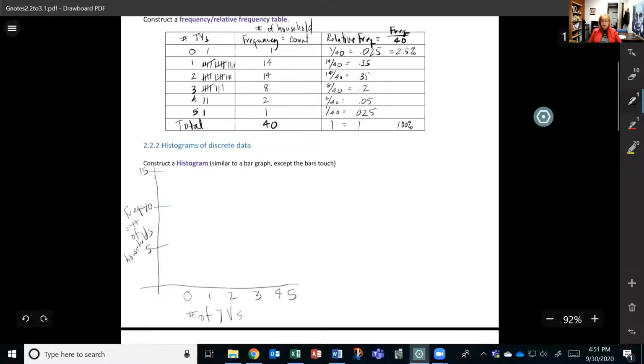I'm going to make a bar, but I'm going to have these touching each other. So I got 0, I got 1, so we got like a fifth of this guy, make that the height. And then for 1 and 2, I got 14 each, so I'm going to go up to 14, come over here, and I got 14. Obviously a rough sketch. For 3, I've got 8, that's around here. For 4, I have 2, and for 5, I have 1.